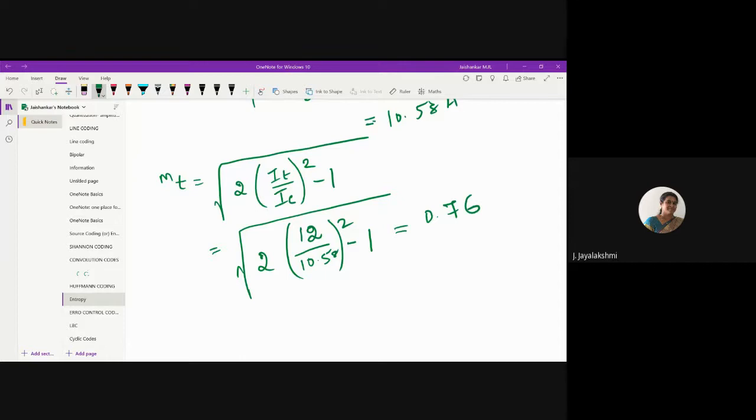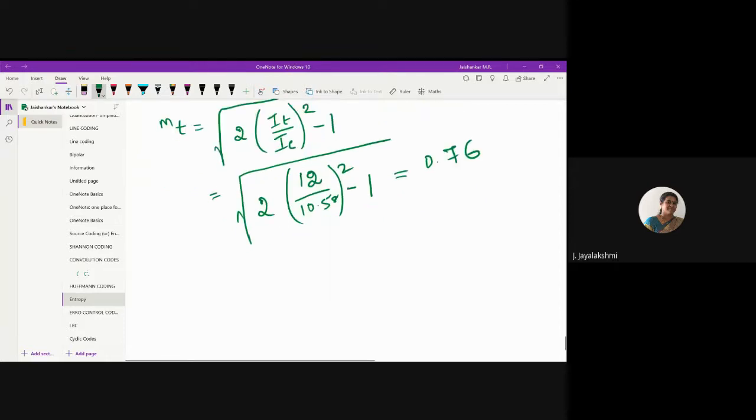So this is the total modulation index. We know that the total modulation index is the root of the sum of the squares of the individual modulation indices. The first wave modulation index is available, and you need the second wave modulation index. So it is mt square minus m1 square.